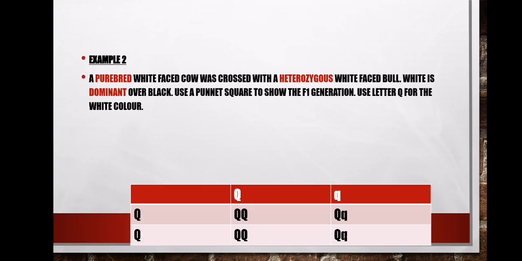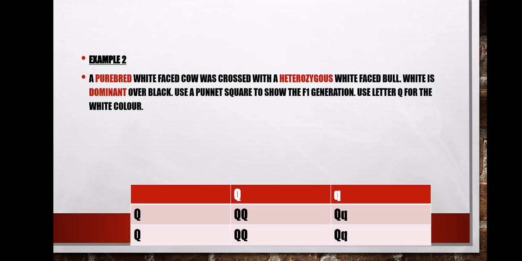So you are given a statement. I would like to focus on the first 2 sentences now. You are supposed to draw a Punnett Square to show the F1 generation. So you cross the 2 parents to show the F1 generation.